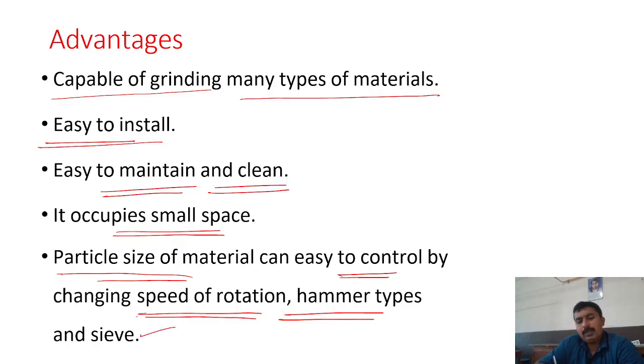According to product size requirement, you have to select the sieve. If you select a fine sieve, you will get fine powder particles at the last. If you select a moderate, intermediate number sieve, then you will get intermediate size powder particles. So by controlling the rotational speed, by selecting the proper hammer type, and by selecting the proper sieve, you can control the powder particle size which you will get at the last.